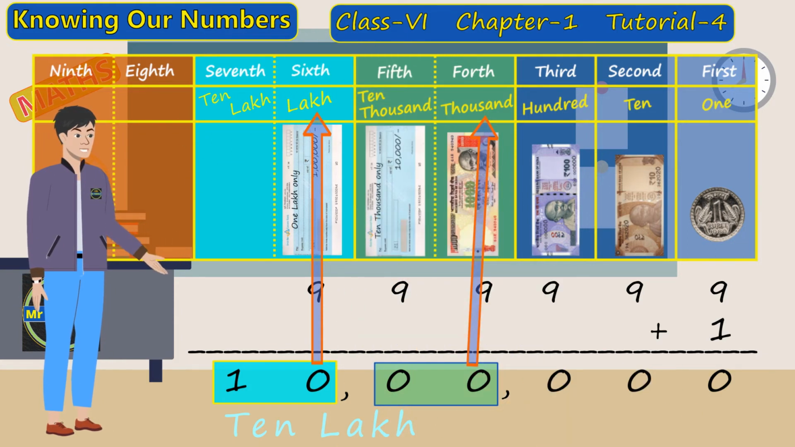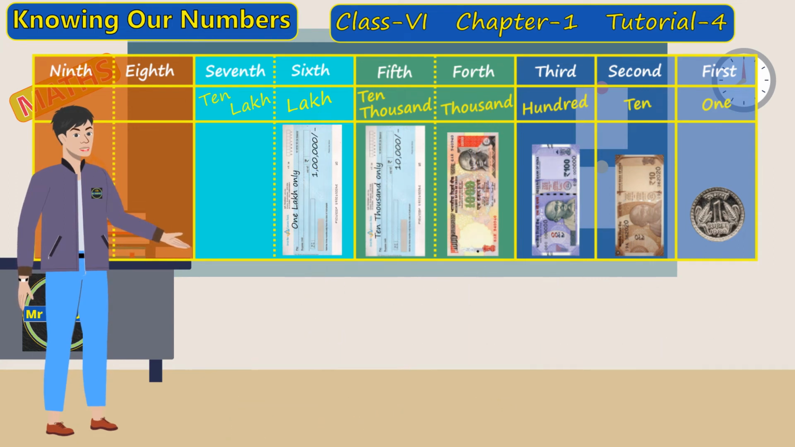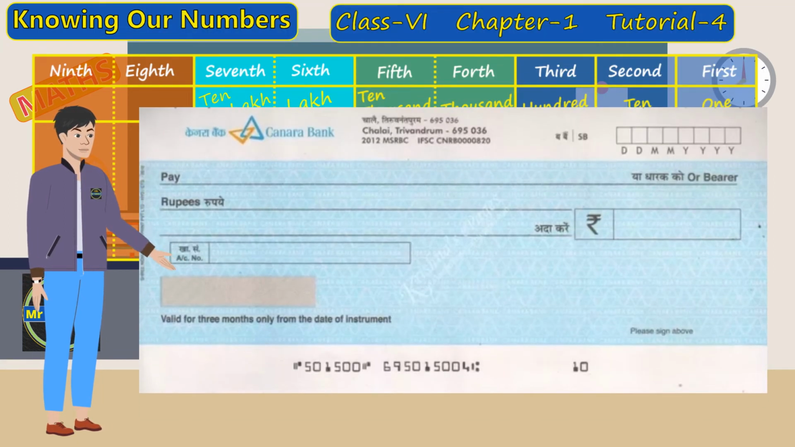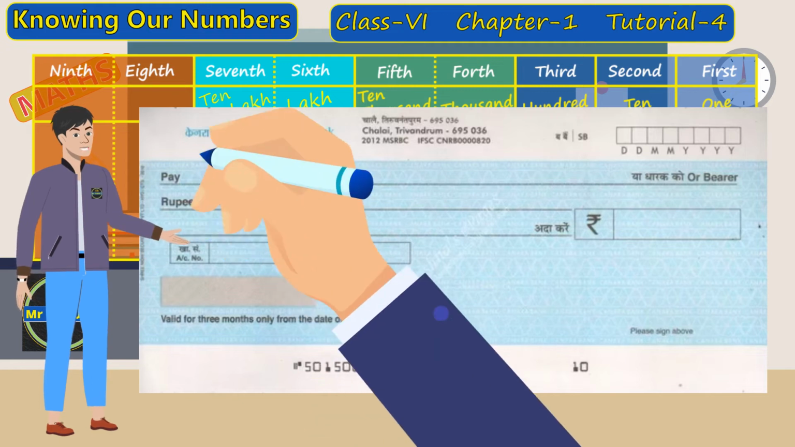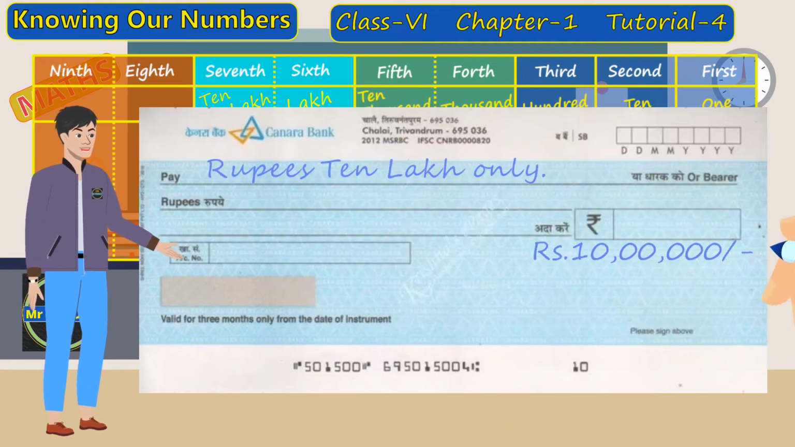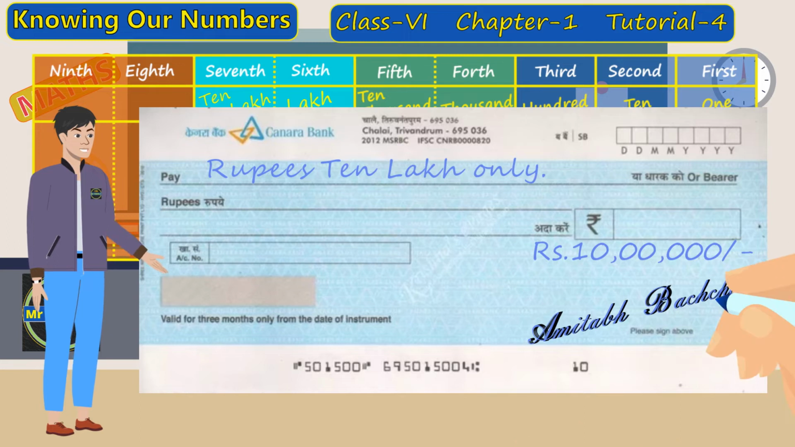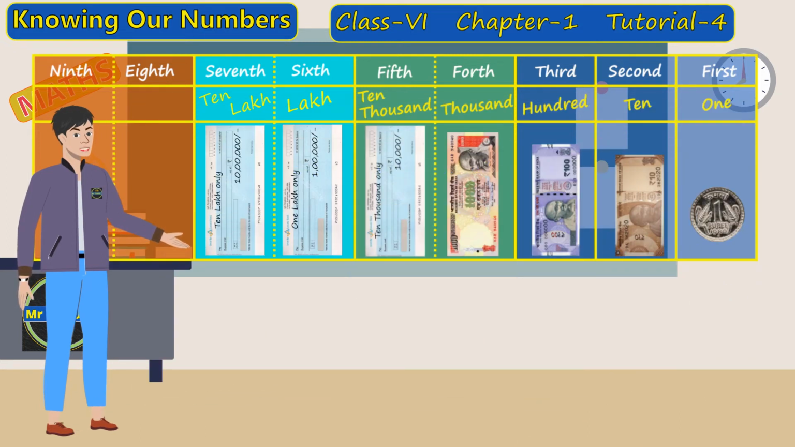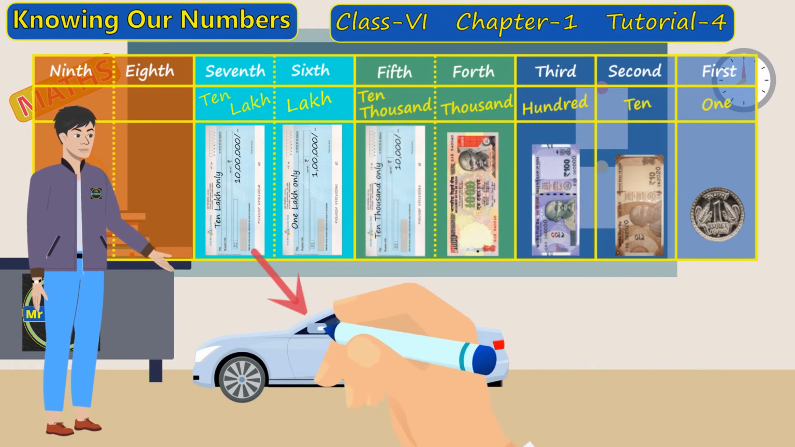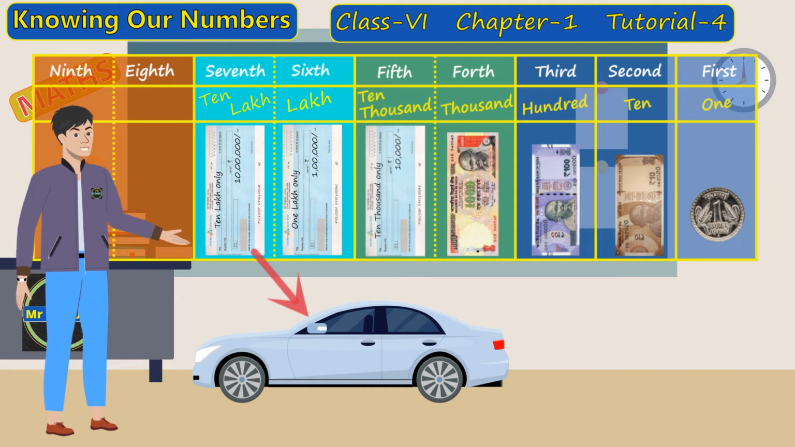Like we placed a check of rupees 1 lakh in the sixth position, let's place a check of rupees 10 lakh in the seventh position. If you can win a check of rupees 10 lakh signed by Mr. Amitabh Bachchan, you would be able to buy a brand new car with that check of rupees 10 lakh. So you now know the money power of the seventh position as well.